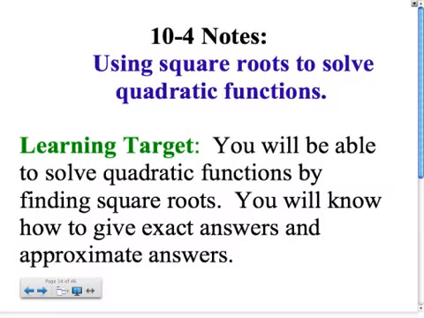In section 4, we're going to really start getting into some systematic ways of solving quadratics. And I think you'll find that this section hopefully is a little bit more straightforward than maybe the last section with solving by graphing. Solving by graphing, again, as I indicated in class, is not necessarily going to be the most efficient way of solving these quadratics. Okay, so today what we're going to look at is using square roots to solve quadratic functions.